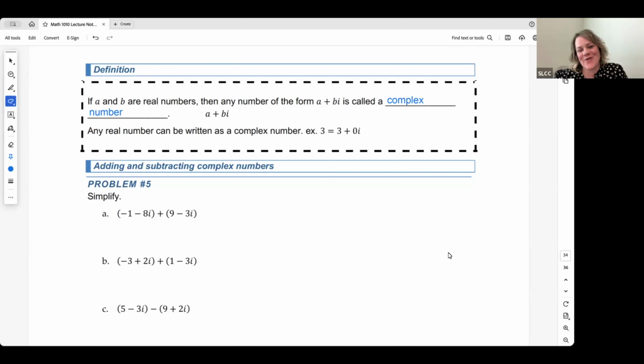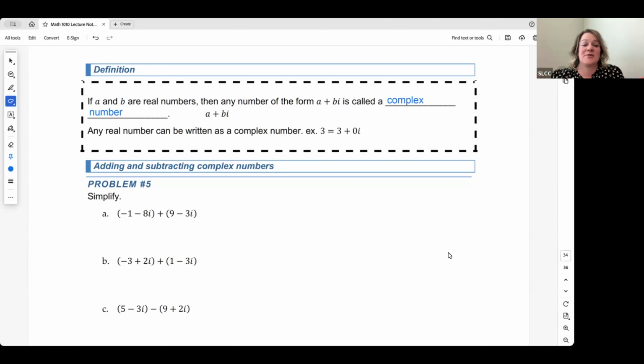Hi, today we're going over section 5.9, complex numbers, powers of i, and conjugates. In this video, we'll talk about a little definition of complex numbers, and then we will add, subtract, and multiply the complex numbers. We will be going over problem 5 and problem 6.